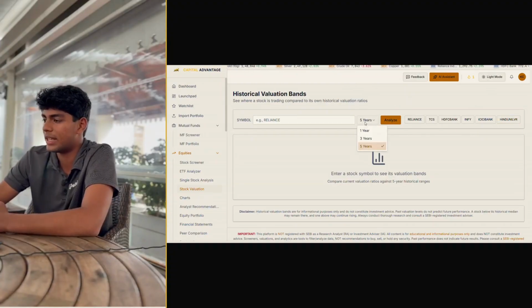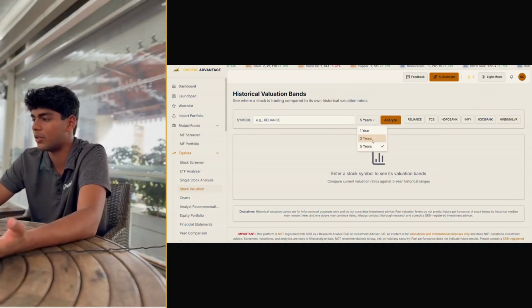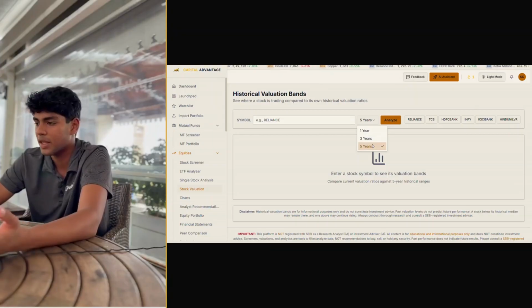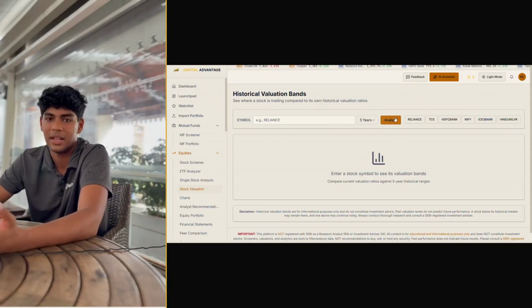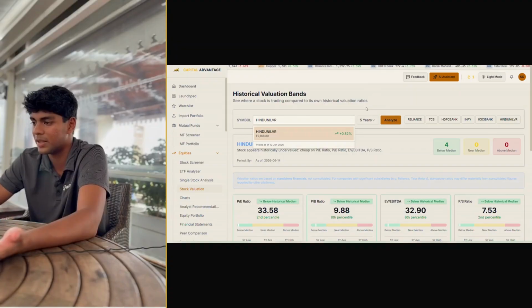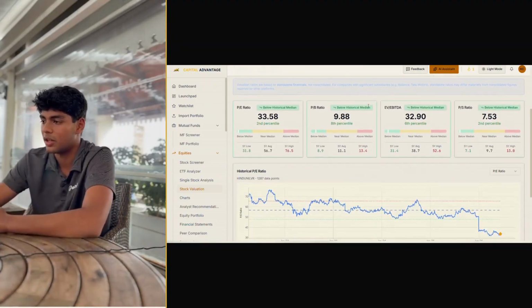Today we'll be going over the stock valuation tool. So starting with this, we can analyze any stock we want. I'm going to start with Hindustan Unilever, and then we choose the period we want to analyze these valuation bands for. For this, I'm going to go 5 years because it tells you a lot of information.